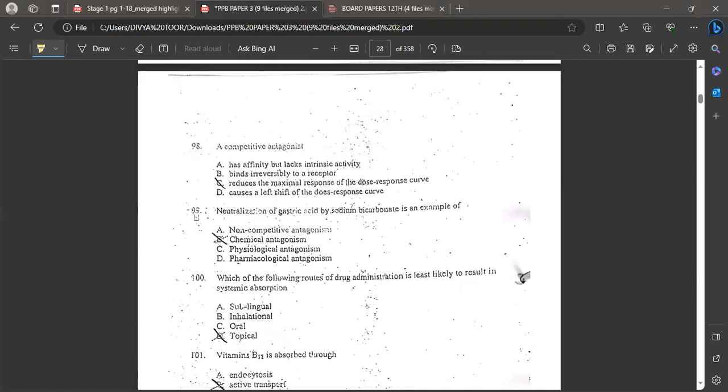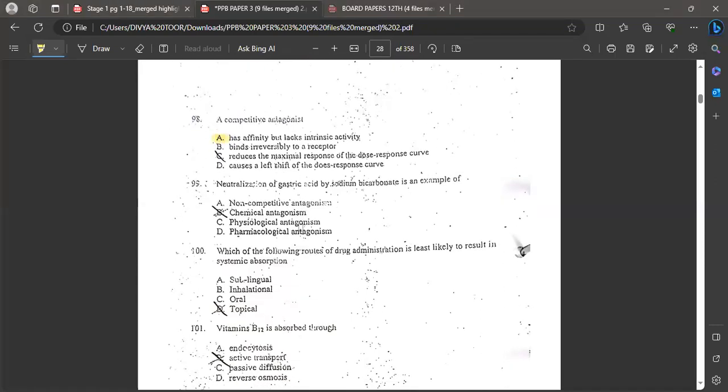Okay, a competitive antagonist has affinity but lacks intrinsic activity. It binds irreversibly to a receptor, reduces the maximal response of the dose response curve, and causes a left shift of the dose response curve. Isn't it supposed to be A? Because isn't it that antagonists have affinity, but they don't have intrinsic activity? Yeah.